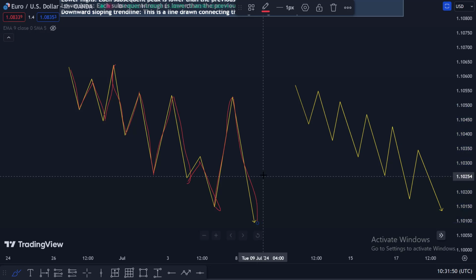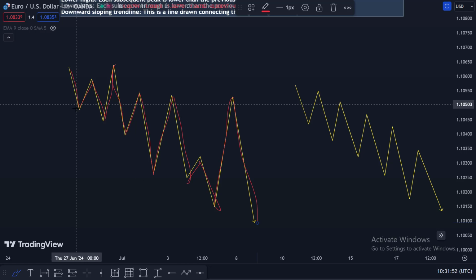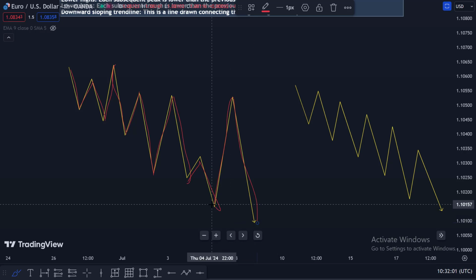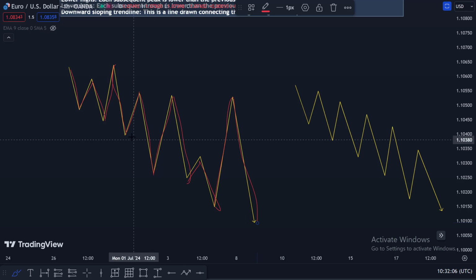What does it mean? It means that this particular low right here is lower than this low. This low is lower than this low. This low is lower than this low. So it means that the market is consistently creating lower lows. You can also call it LL. Some people call it LL, or you can just write it in full, lower lows. You just have to train your mind to start identifying these things.